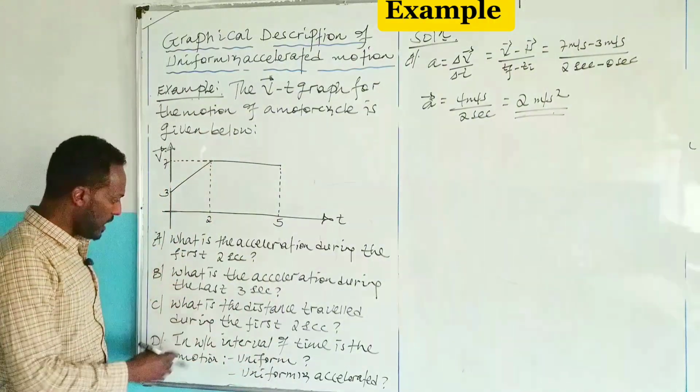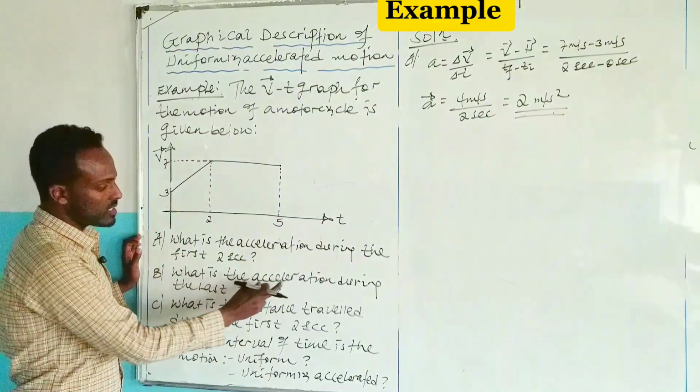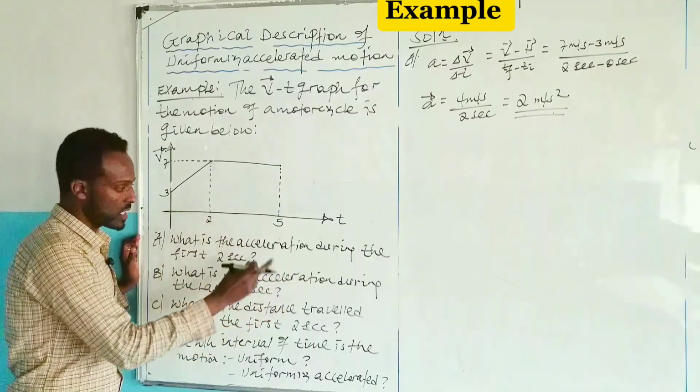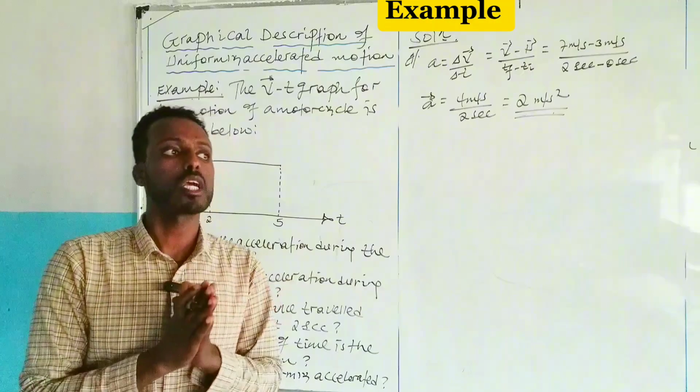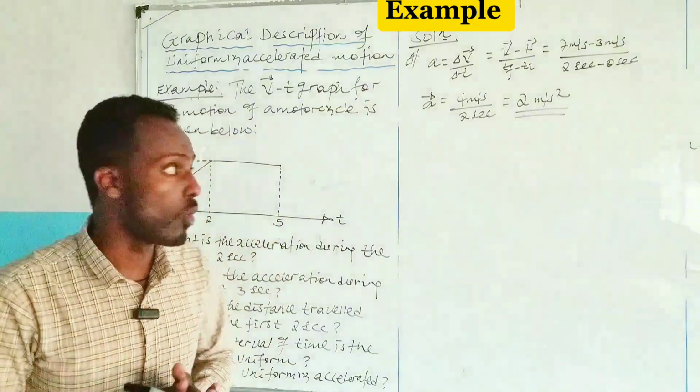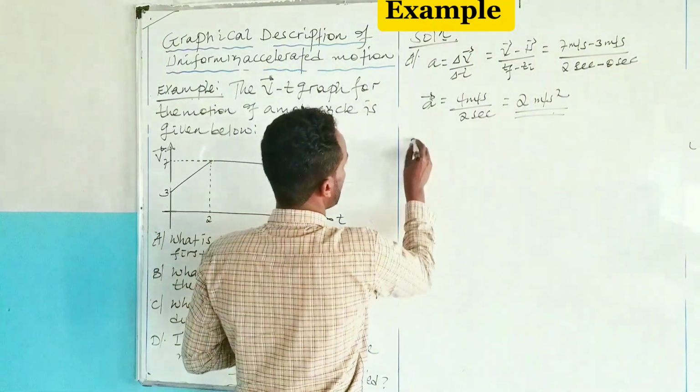Moving on to B, what is the acceleration of the motorcycle during the last 3 seconds?